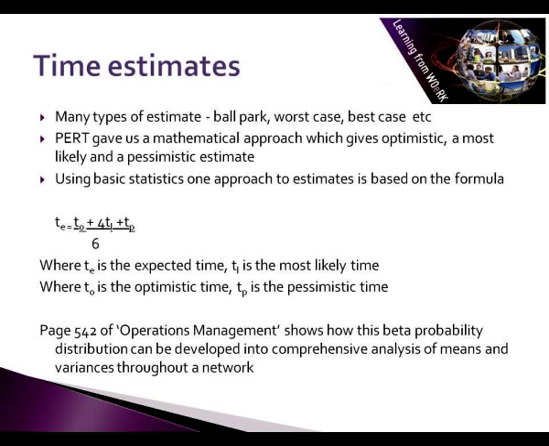And page 542 of Operations Management shows how this beta probability distribution can be developed into a comprehensive analysis of means and variances throughout a network.